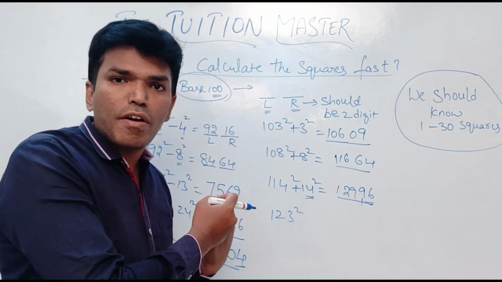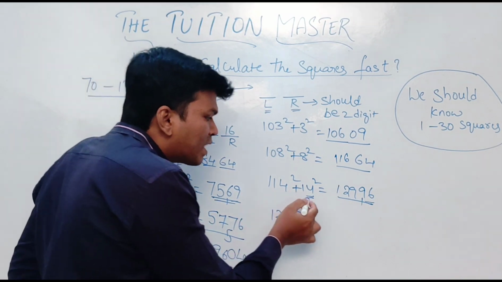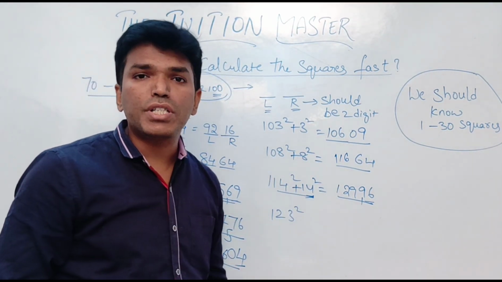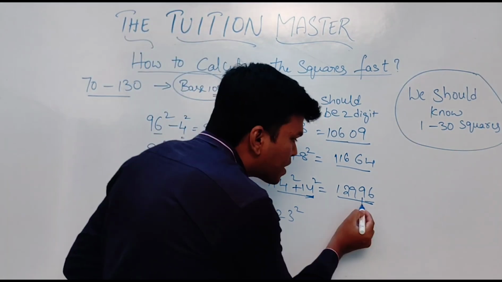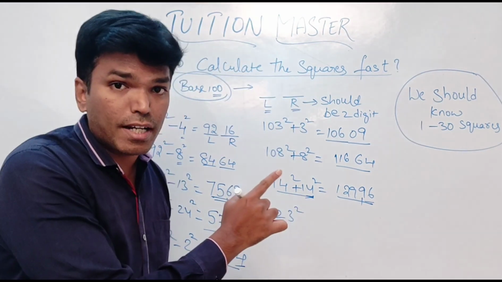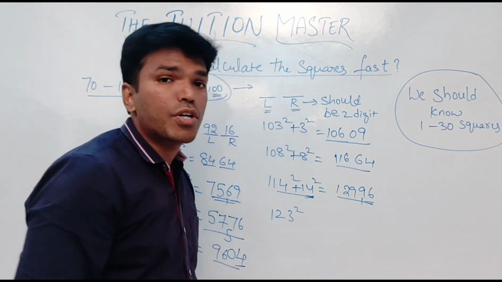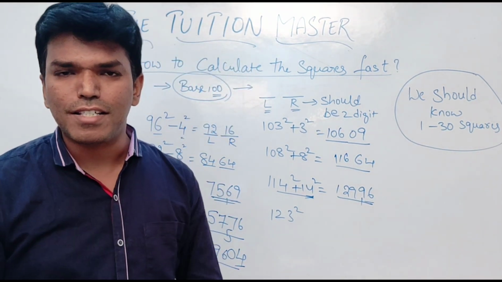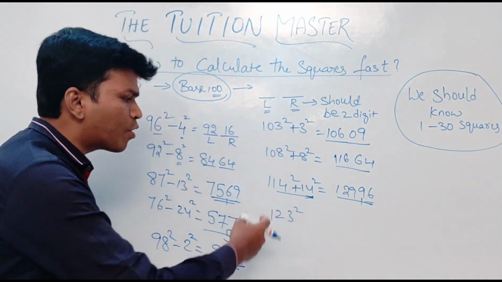Now my left side part of the answer will be the sum of these two numbers. 114 plus 14, how much? 128. 128 plus 1, carry is there. You should not forget the carry. 128 plus 1, 129. So what is the total answer? 12,996. That's it. Now 123 square.